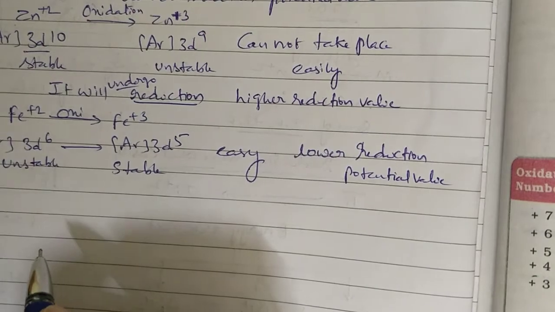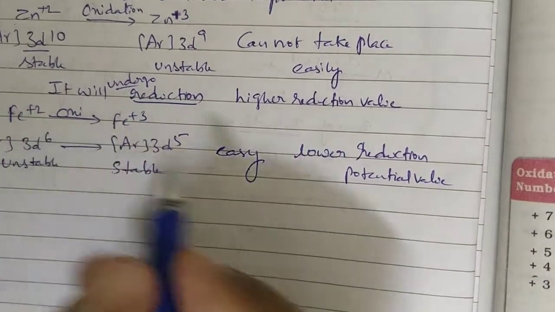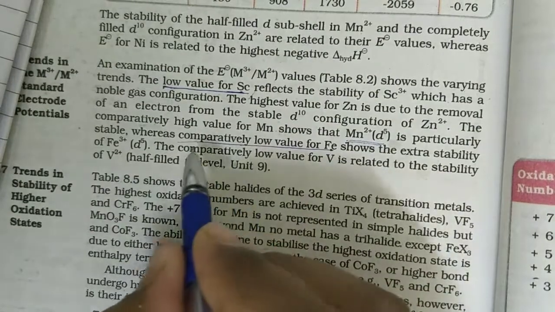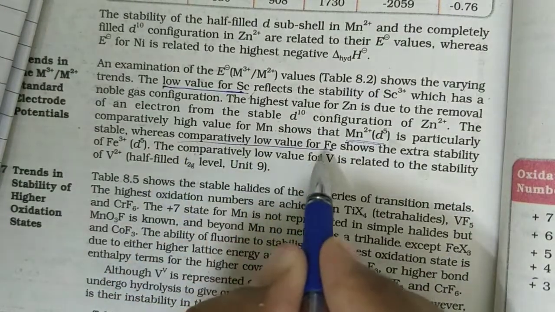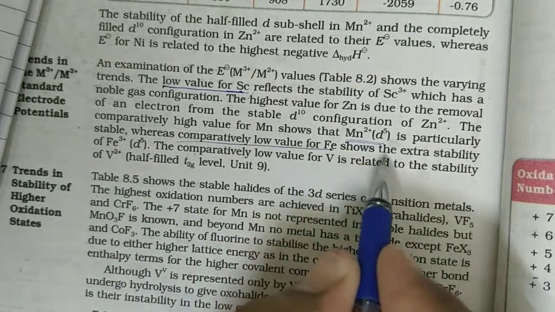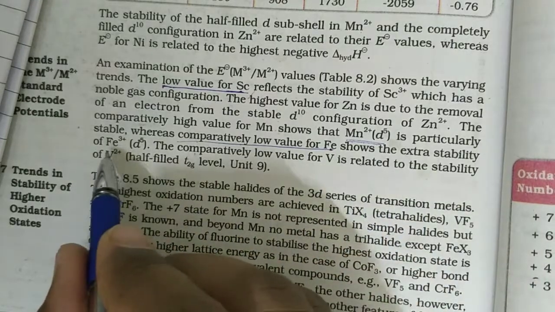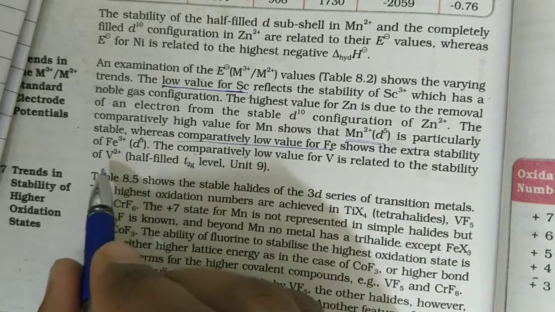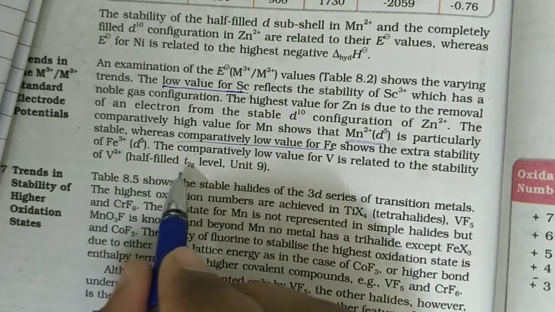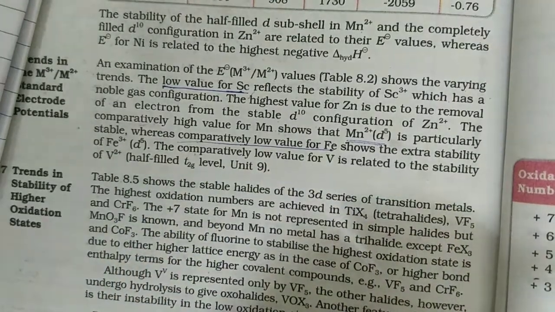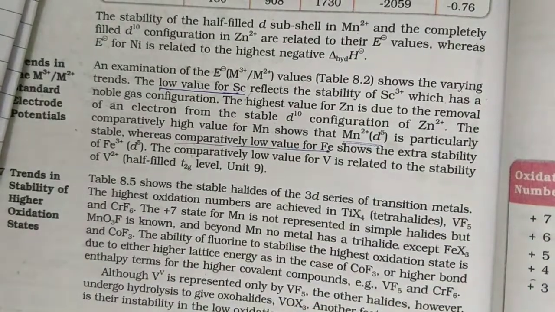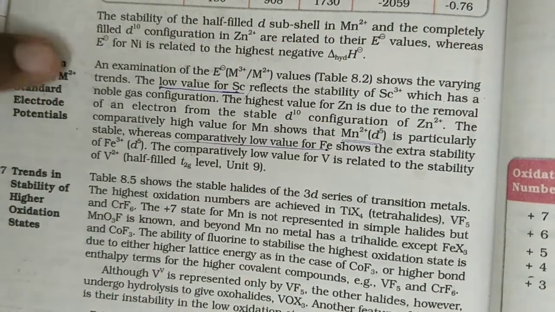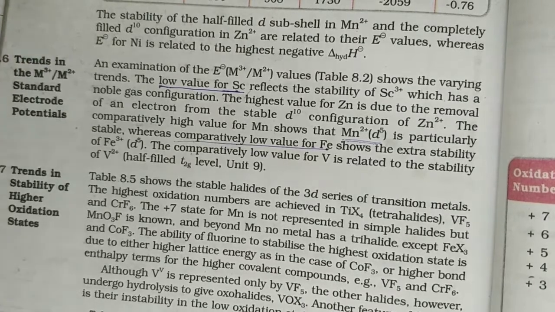If it undergoes oxidation easily, Fe+2 to Fe+3, it has a lower reduction potential value. Whereas the comparatively low value for iron shows the extra stability of Fe+3. Similarly, the comparatively low value for vanadium is related to the stability of V+2, with its half-filled t2g level. That is about trends in M+2 standard electrode potentials.